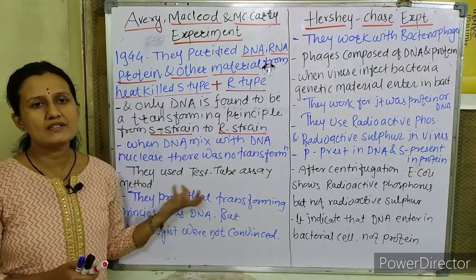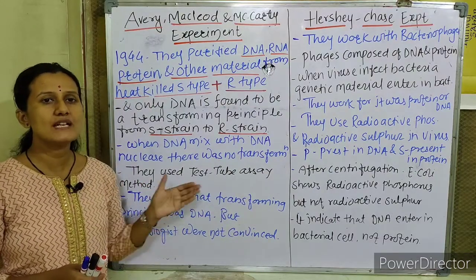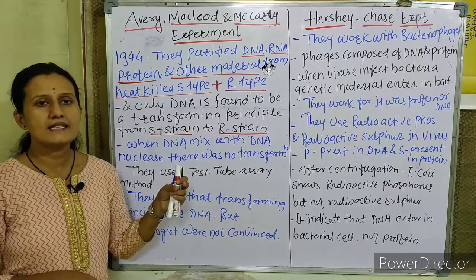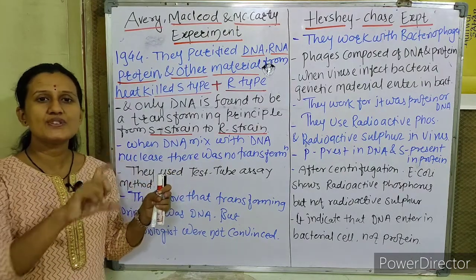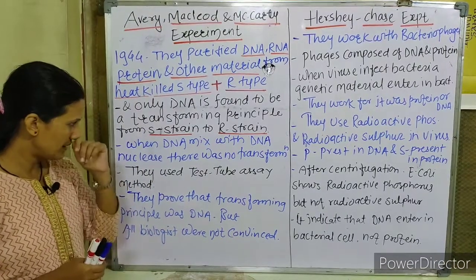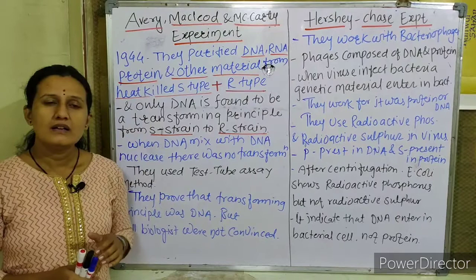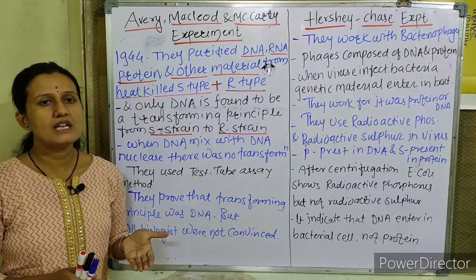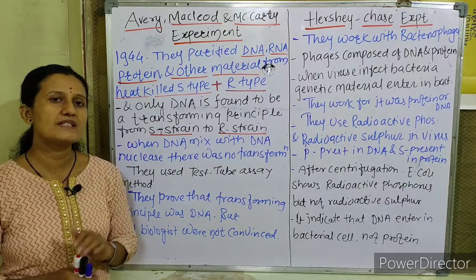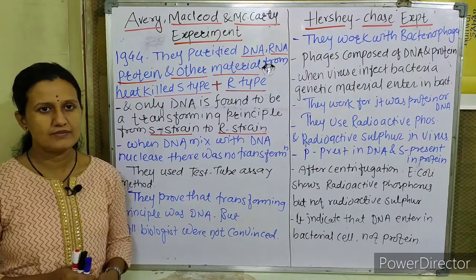And instead of mice, organisms, animals, they used the test tube assay method. They used the heat killed S type and R type mixture in a test tube setup. Therefore, it is called the test tube assay method. Then when they used the DNA nucleases enzyme, that time transformation doesn't take place. That means DNA gets damaged by that enzyme.